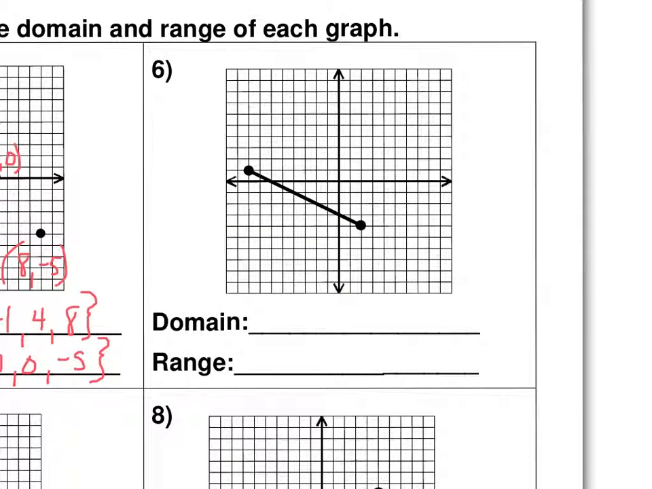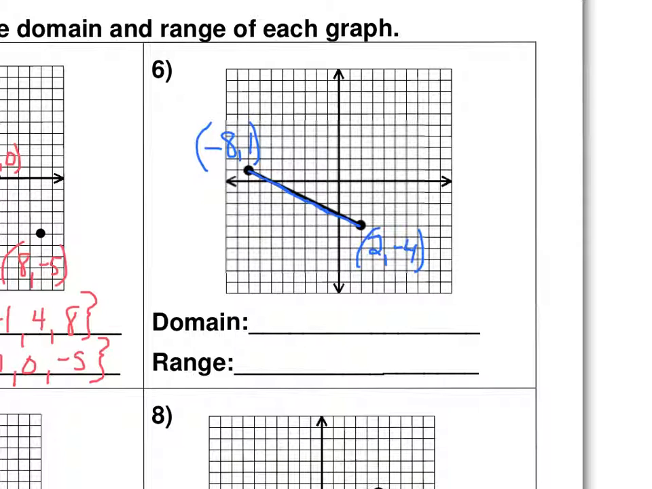All right, for number 6, you're going to want to draw this line, and notice that you have dots at the end. So let's go ahead and draw this on your paper. All right, so you have -8, 1 is the beginning, and 2, -4 is the end. This is a line segment. Okay, so the line segment, the domain is you're going to list every x that would appear on this line.